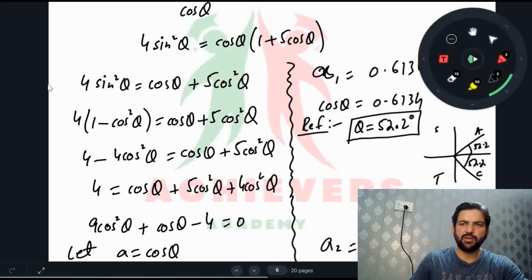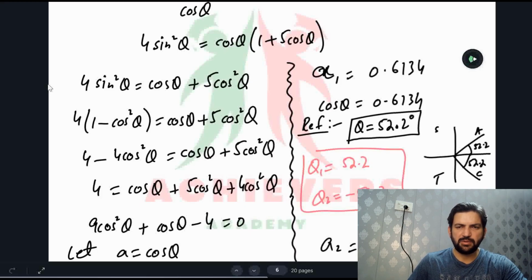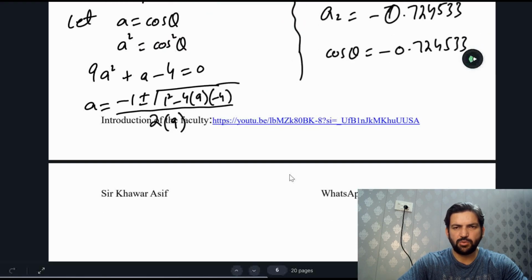So we have to go clockwise as well as anti-clockwise. So theta 1 will be equal to 52.2 if we go anti-clockwise. If we go clockwise, the angle will be minus 52.2 degrees. These two will be the final answers from the first part: 52.2 and negative 52.2. Now let's see the other one.